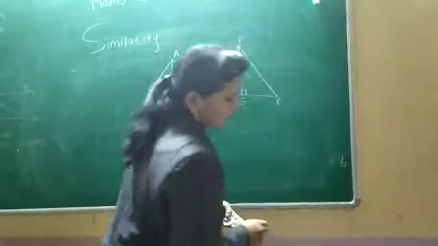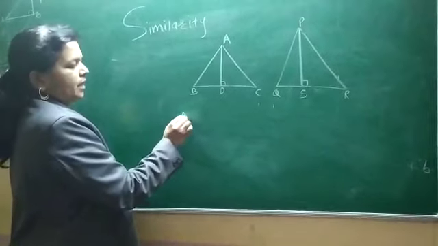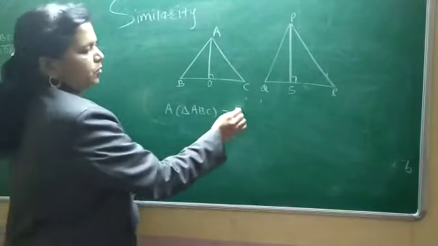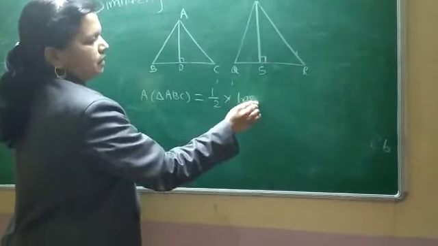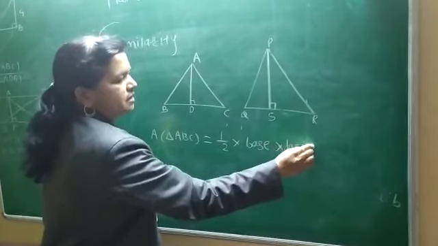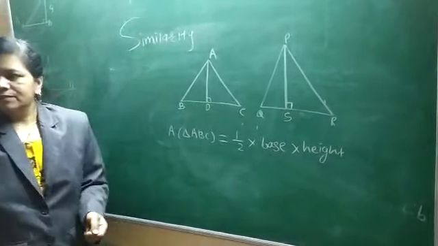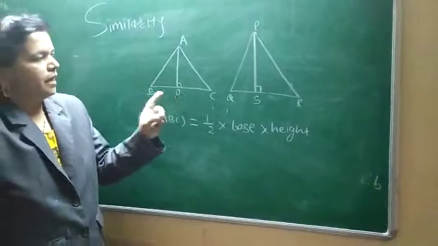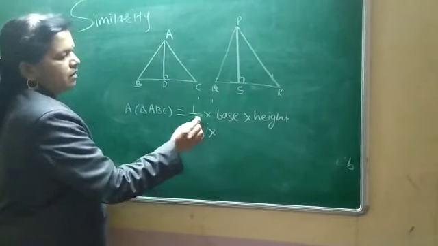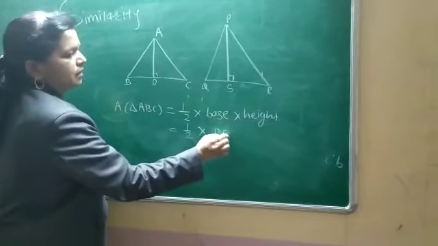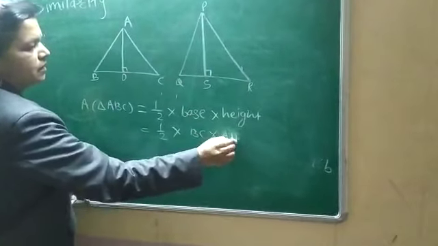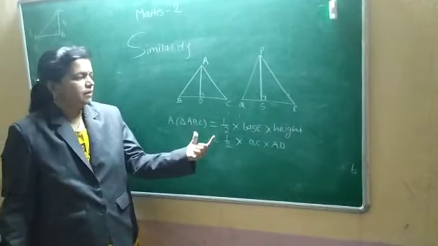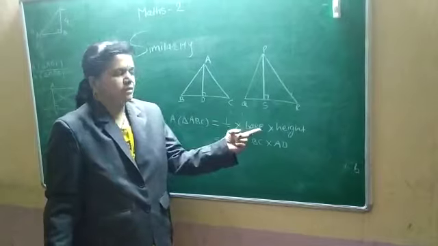Now we are considering the area of a triangle. We already know what the area of a triangle is. The formula for the area of a triangle is 1 upon 2 base into height. In triangle ABC, the base is BC and the height is AD. We can write 1 upon 2 base BC, height AD. Any triangle's area we can find by the formula 1 upon 2 into base into height.